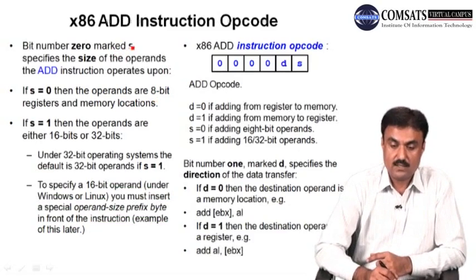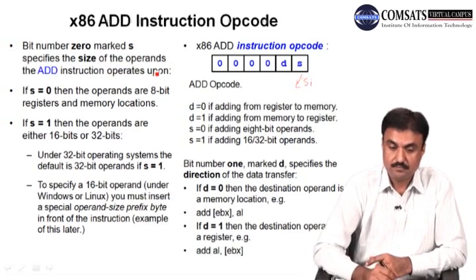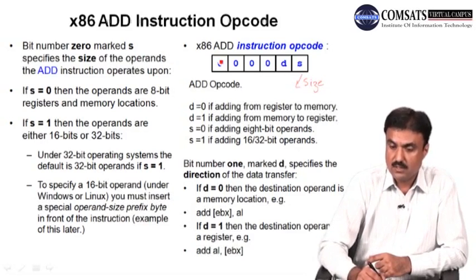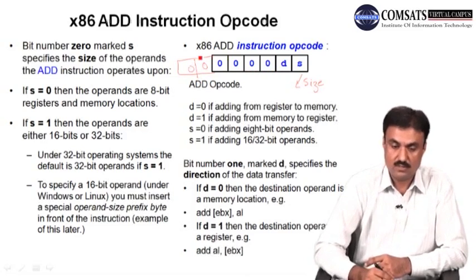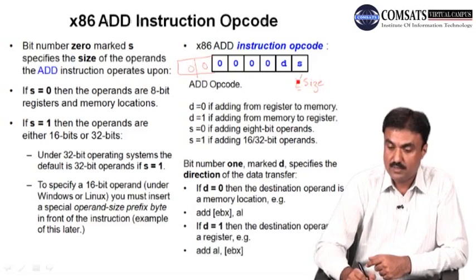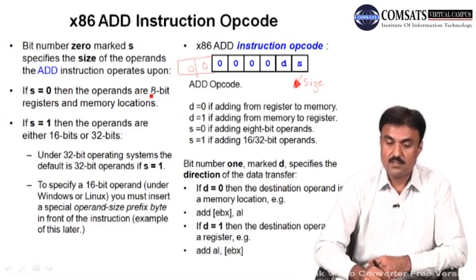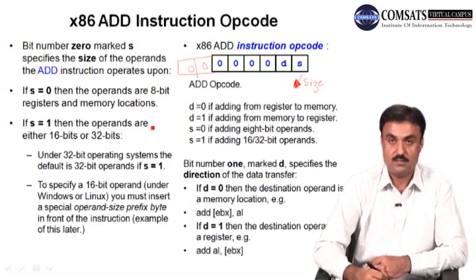So bit number 0, marked as S, is called the size bit, just remember. The remaining bits should be 0, 0, and to simplify we can write them as 0, 0. So the ADD instruction operates upon, this is the size of the operands on which we are going to perform the ADD operation. If S is equal to 0, then the operands are 8-bit registers and memory locations.